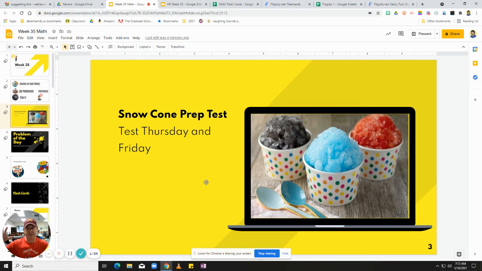You did expanded form. You wrote them. You were able to read big numbers. Then you learned to round them. You put them in order. Then you did decimal stuff. And then what did you do with decimals for a while?